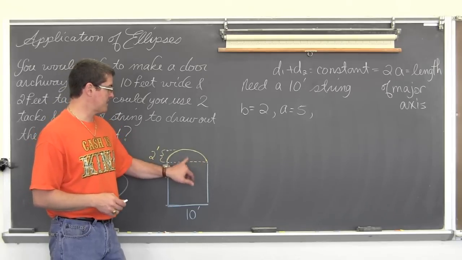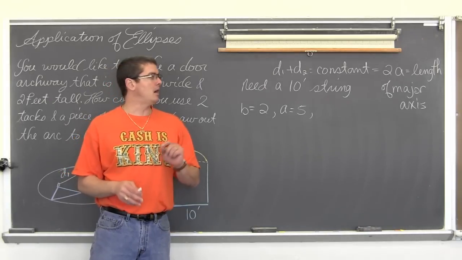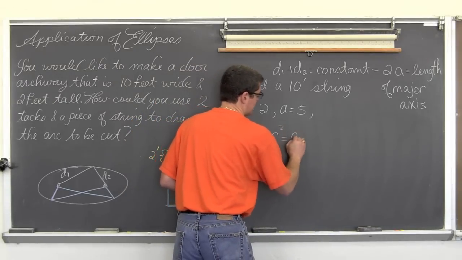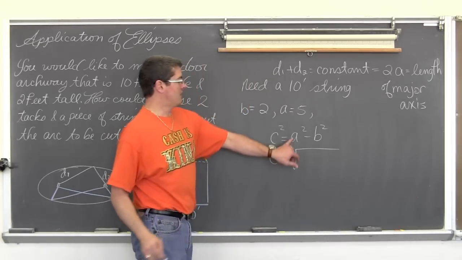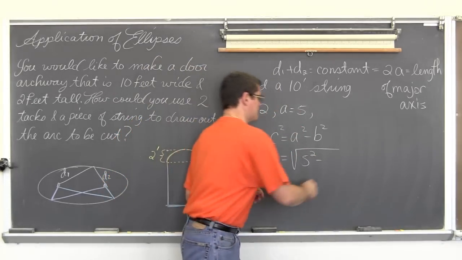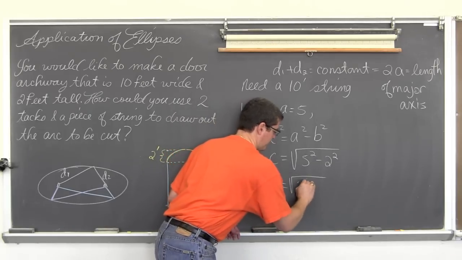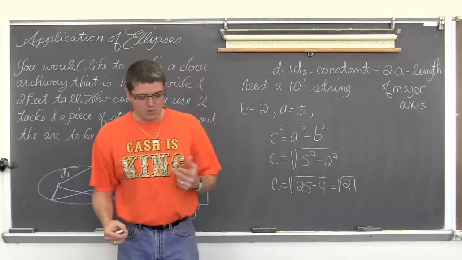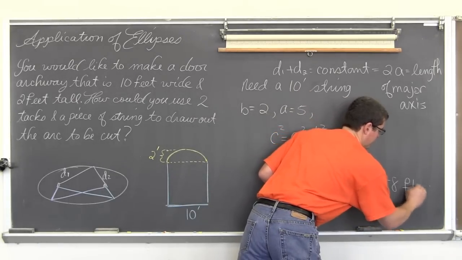So the focus points are c units away from the center. From center to vertex is a, center to the end of the minor axis is b, and center to foci points, which is where our tacks need to be, holding this 10-foot string down, are c units away. So in an ellipse, c squared is equal to a squared minus b squared. So c is going to be equal to the square root of a squared, which is 5 squared, minus b squared, which is 2 squared. So c is equal to the square root of 25 minus 4, or the square root of 21. And the square root of 21 is equal to 4.58 feet.